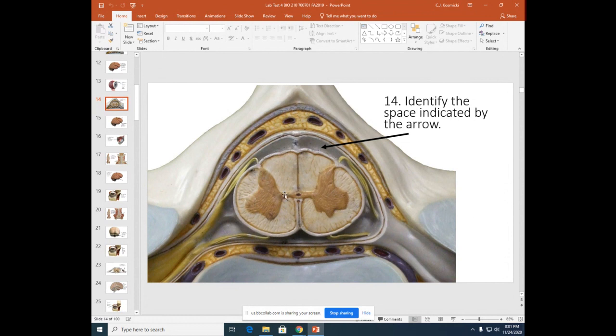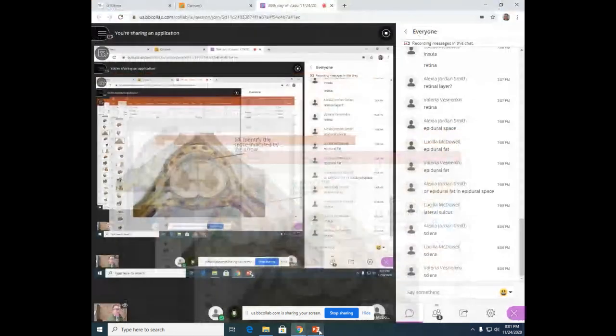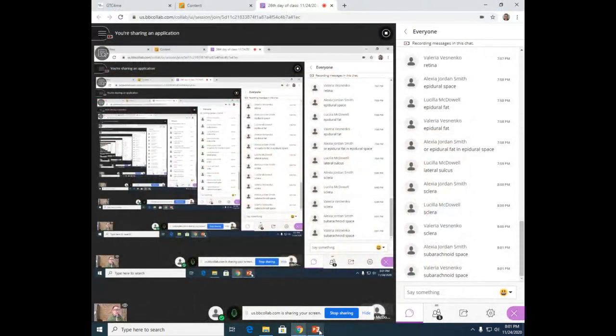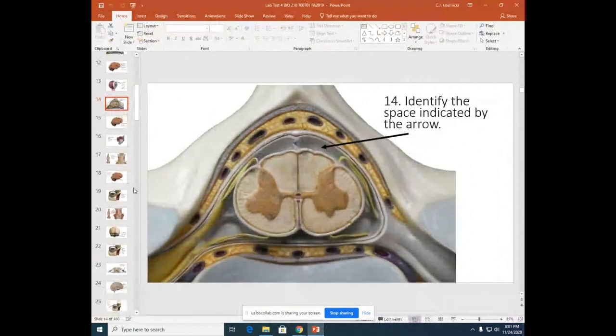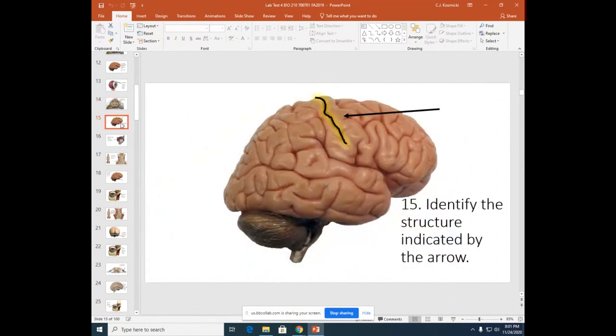What exists in that space? Cerebrospinal fluid. Booyah. What do we got at home? Subarachnoid. Good. Yep, subarachnoid. I would go through the other layers here, but there's a good possibility that I will have asked those further on in the test, so I will not go through those layers.